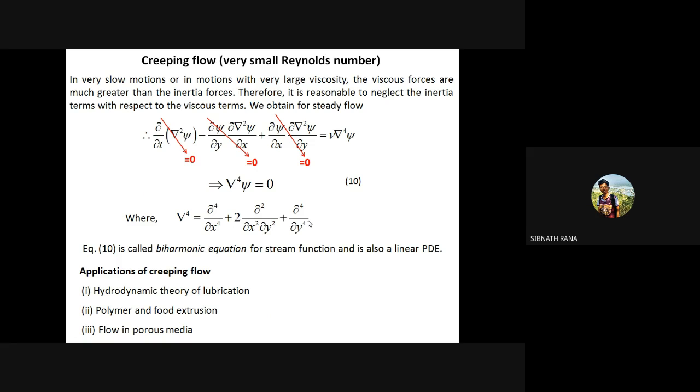Sir, when you were explaining the Stokes flow, I lost my internet. Could you please explain the Stokes flow? Stokes flow and creeping flow are the same actually. You can call it either creeping flow or Stokes flow. Both are equal. Okay, sir. Anybody has any doubt?